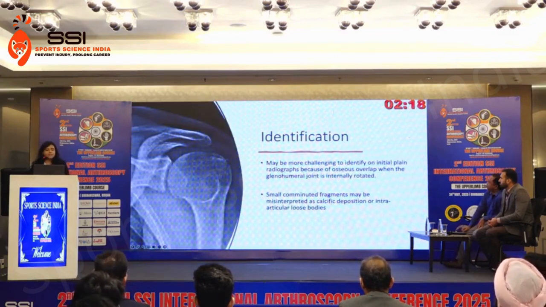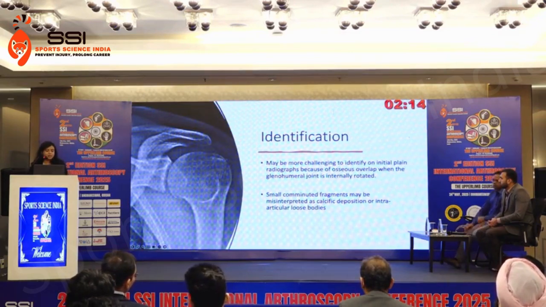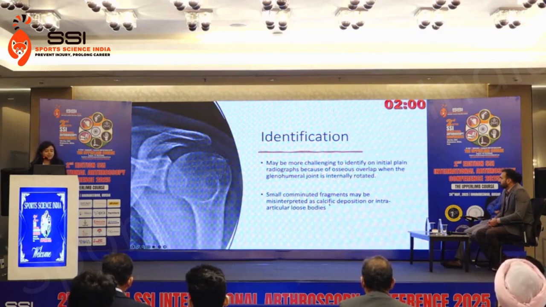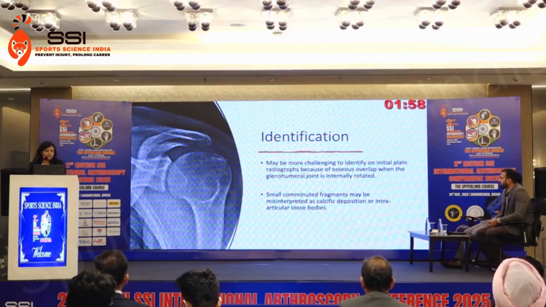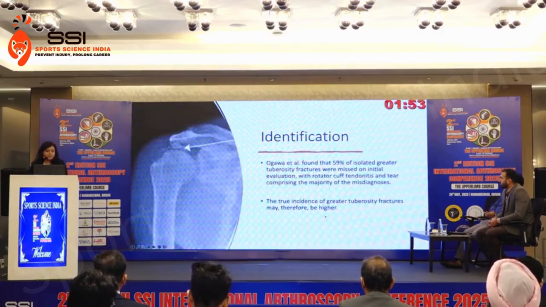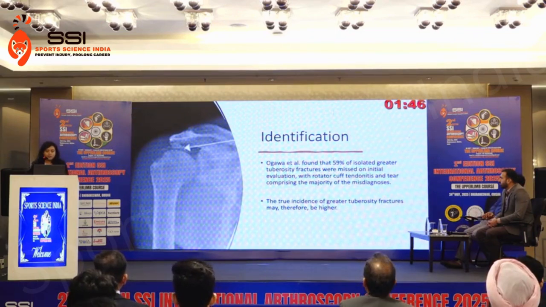So it's always good to consider the radiological views. When we take a conventional AP view, there is always a 15 to 20 degree scapular tilt to the coronal plane, so we always get an osseous overlap. And even when the arm is internally rotated, we can confuse calcific deposition or calcific tendinitis with a greater tuberosity fracture, and it can be missed. In a study conducted by Ogawa et al., it was found that around 59% of isolated GT fractures go unnoticed.